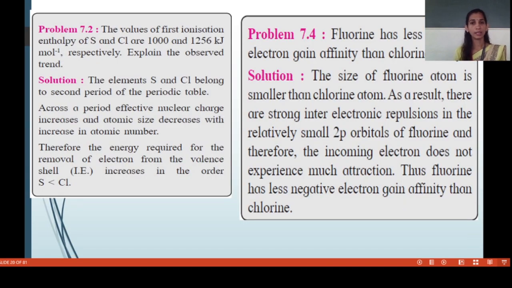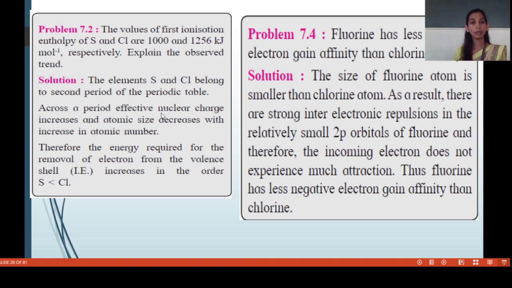Some problems we discuss here. The values of first ionization enthalpy of sulfur and chlorine are 1000 and 1256 kilojoule per mole respectively. Explain the observed trends. The ionization enthalpy of sulfur is 1000 while that of chlorine is 1256 kilojoule per mole, as given here. Both elements, sulfur and chlorine, are of the same period.